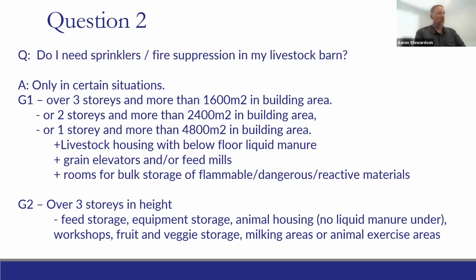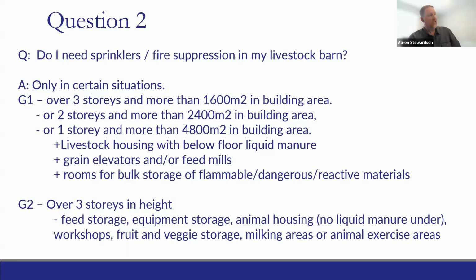Or if you're 2 stories, more than 2,400 meters squared, or 1 story, more than 4,800 meters squared in building area, and your livestock housing below floor liquid manure, grain elevators and or feed mills, and rooms for bulk storage or flammable dangerous reactive materials. For your G1 buildings, those are your requirements right there for sprinklers or fire suppression. For your G3 or your G2 buildings, it's if you get over 3 stories in height.